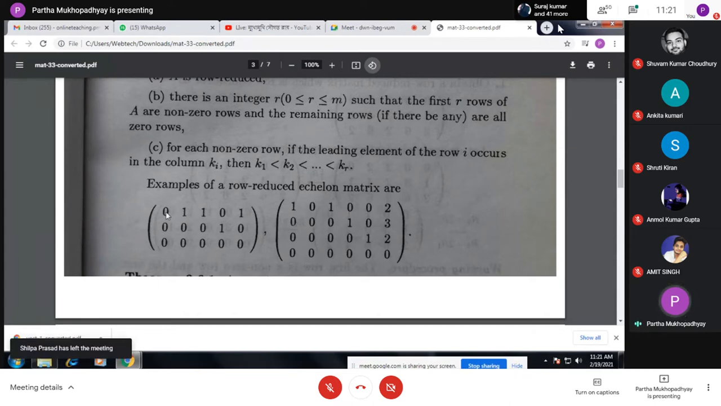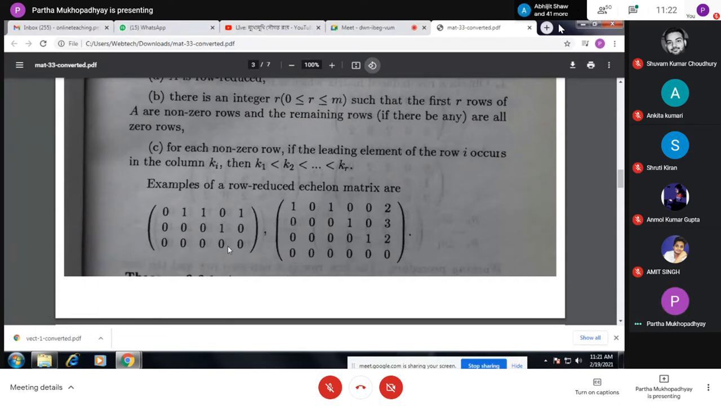Tell me, what is the number for the first row? One. What is the number for the second row? Three. And what is the number for the third row? There is no preceding element, so I could include all, so five. So this number of zeros preceding the first non-zero element is increasing, row by row, as we scan from the first row to the last row. Is it clear to all?